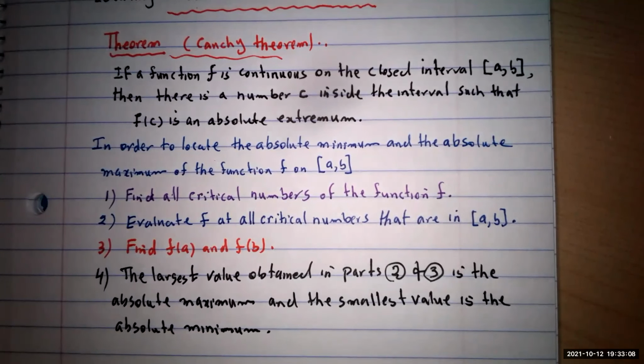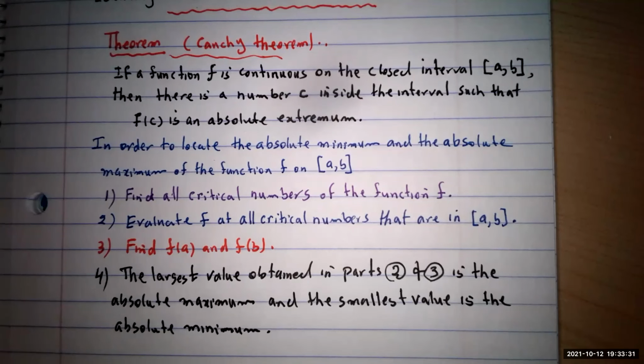You see, very, very easy test. We are going to have two more tests in the future, but this is the easiest one. But it can be used only to find the absolute maximum or absolute minimum. In application problems, this is the one that we're going to use when you want to find the absolute maximum or absolute minimum. That's it. We need an example. Any question?